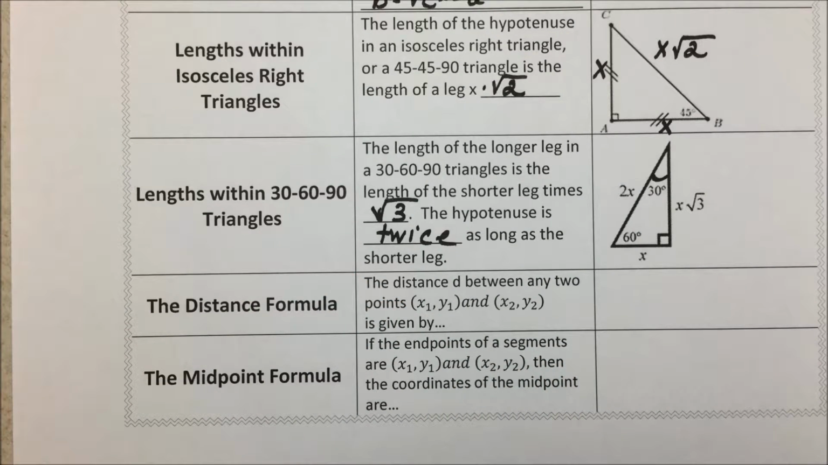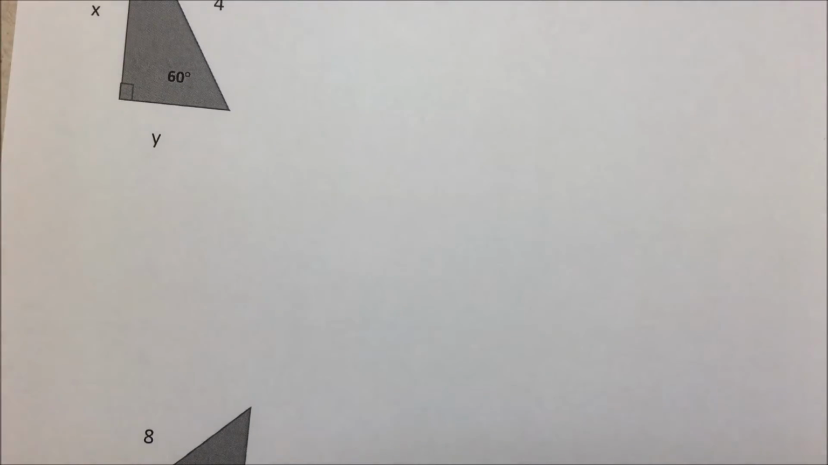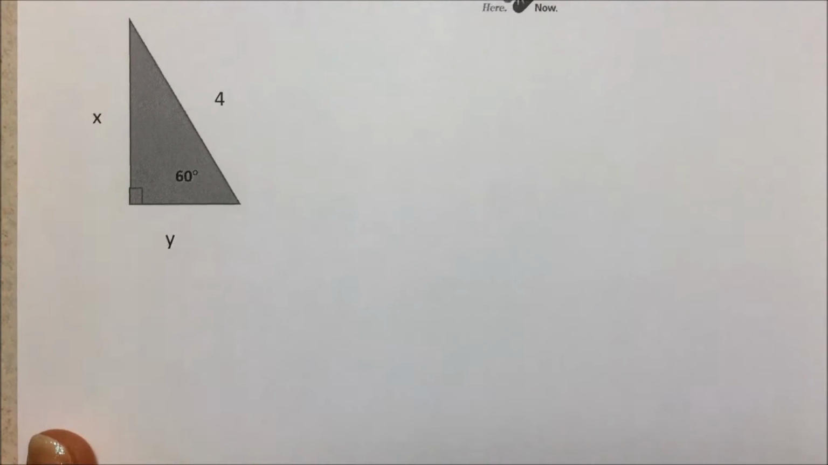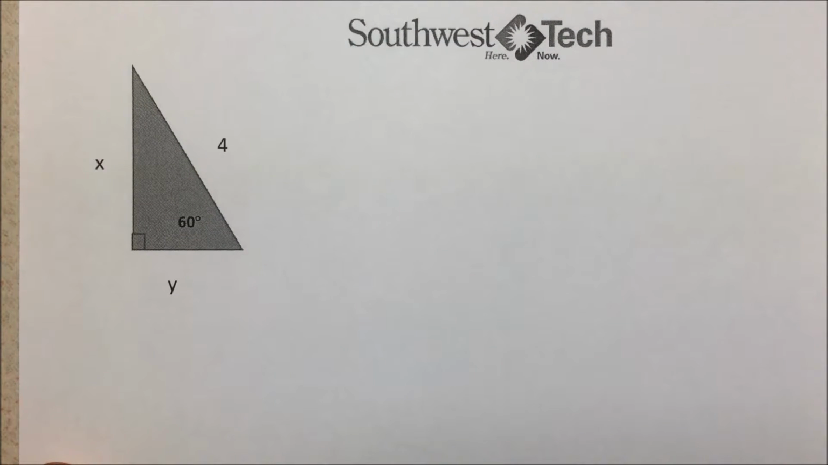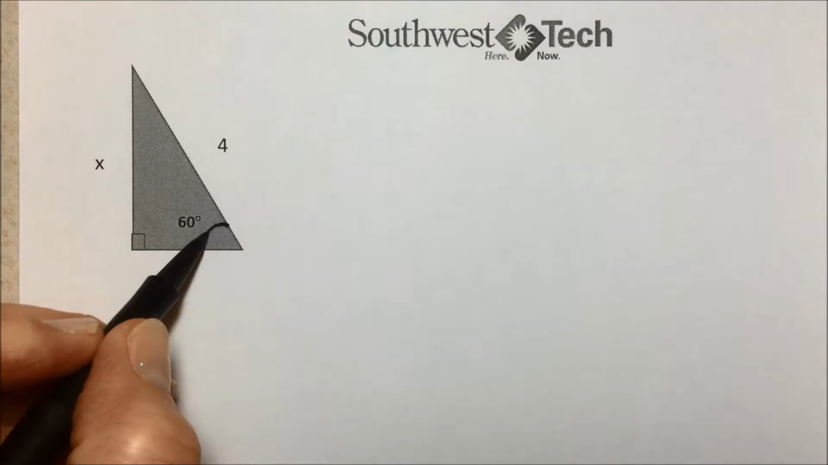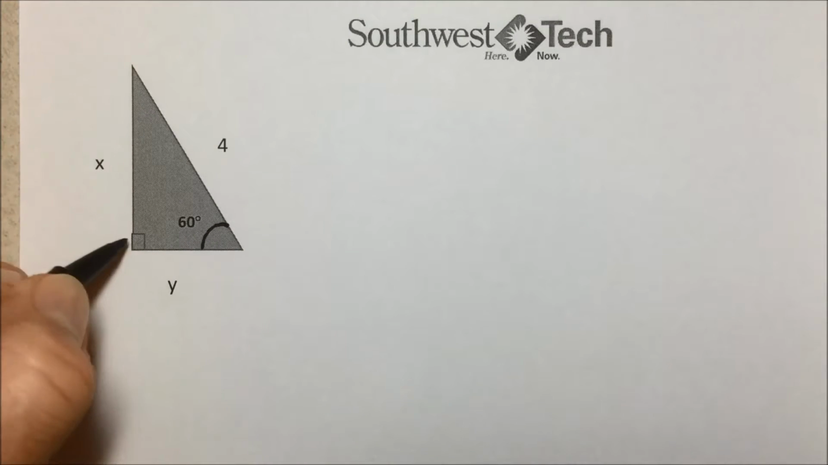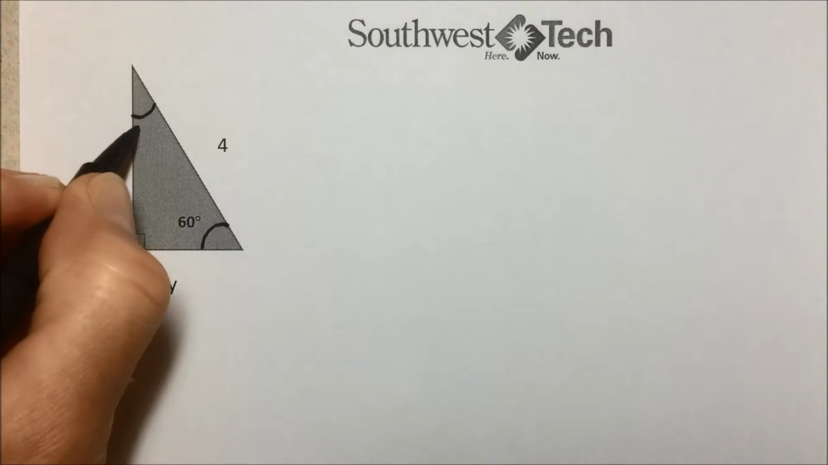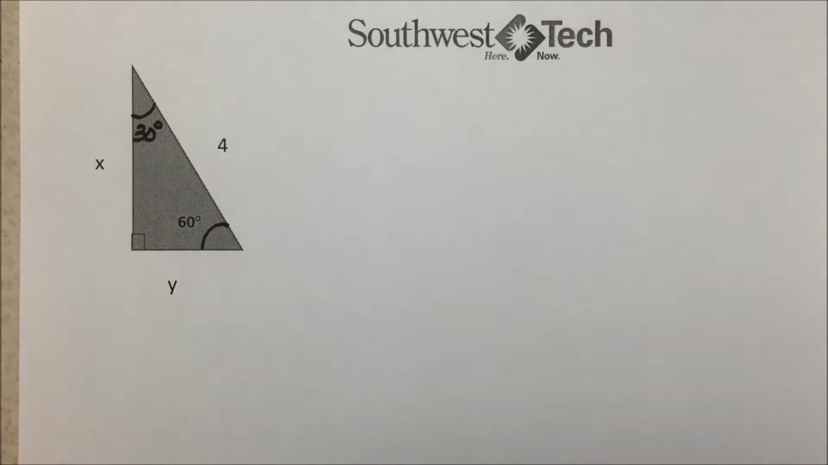You may want to remember these because they're going to be helpful when studying trigonometry, as far as the relationships of the side lengths in an isosceles right triangle and also a 30-60-90 triangle. Let's look at a couple of examples. In this first one, we're given this right triangle with a 60-degree angle here, which would mean if this is 90, this would be our smaller angle.